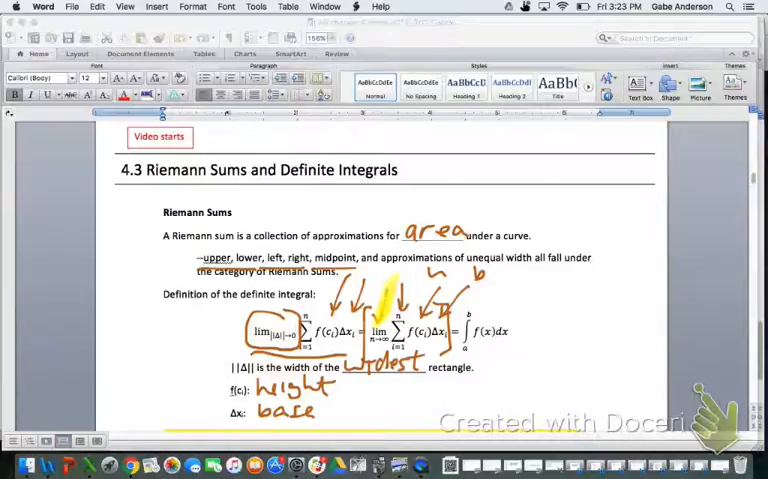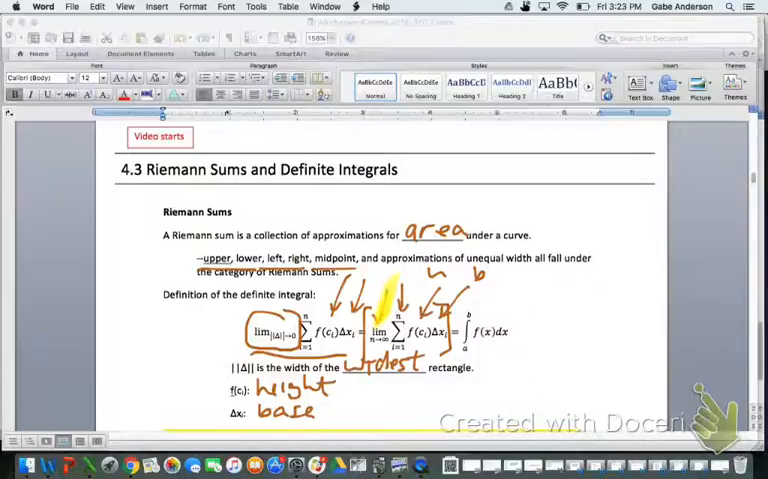Now here's the big transition. We're going to say that those two summations, those limit sigma expressions, are equal to this right here. The way we would read that is the definite integral from a to b of f of x dx. The definite integral from a to b.